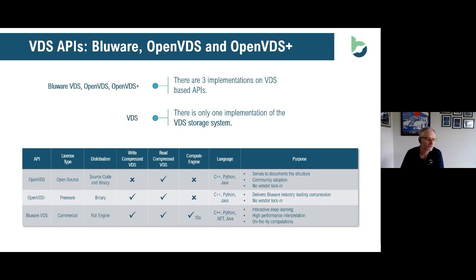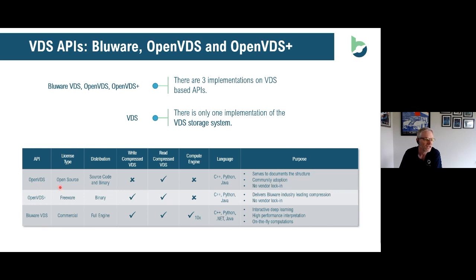Now, I mentioned OpenVDS Plus earlier and also OpenVDS, but I really want to clarify something here. There is only one VDS, and VDS is what I've been talking about up to now. The APIs, however, are different. Bluware has a commercial API for VDS. There's OpenVDS and there's OpenVDS Plus, and these have slightly different implementations. So let me share some information about what they do.